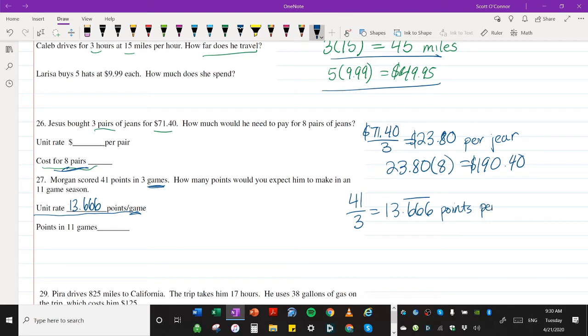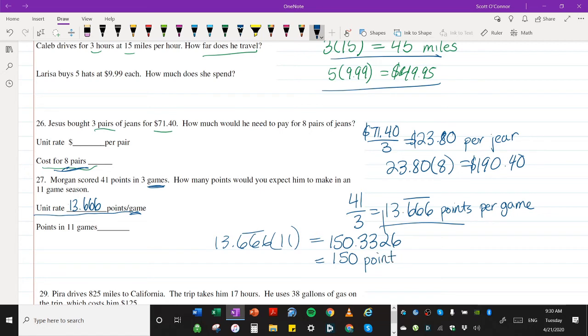And now we want to find out points in 11 games, and so we would take this value that we had here and we would multiply it by 11. And we would get 150.3326. Okay, and we would round it. He would get approximately 150 points in 11 games. All right, so I want to show you actually another way that we could answer both of these kinds of questions, 26 and 27. It's going to be useful as we continue in this video.